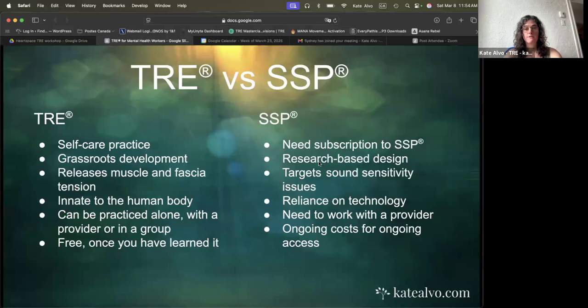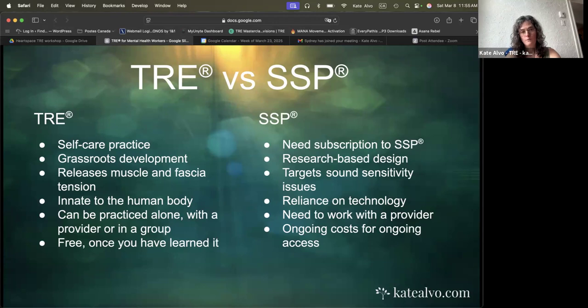The SSP was developed as a research-based, human design by Stephen Porges and his team. So very different origins, but with a lot of the same applications, I would say. TRE is releasing muscle and fascia tension, whereas the SSP was originally designed to target sound sensitivity issues and is mostly stimulating the vagus nerve and working with that. So really two different pathways to get to a more regulated nervous system.